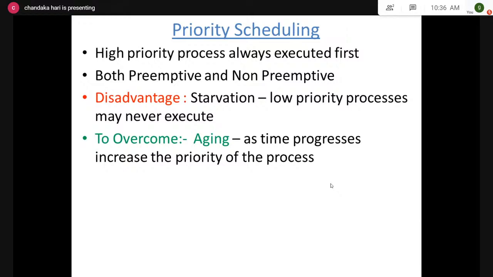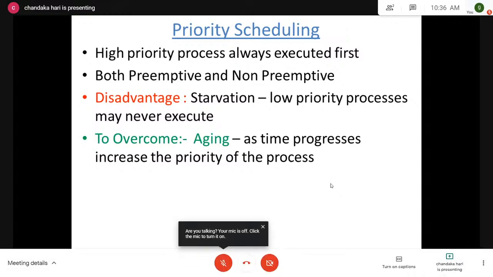The solution to the problem of indefinite blockage of a low priority process is known as aging. What is aging? Aging is a process of continuously adding priority to the waiting process.